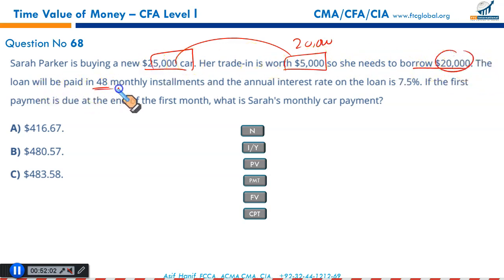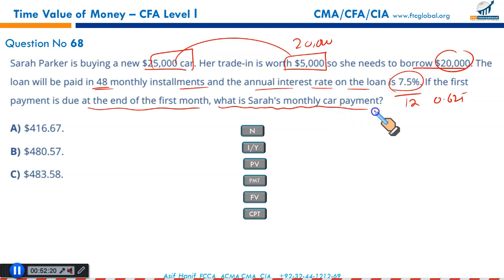The loan will be paid in 48 monthly installments, and the annual interest rate is 7.5%, which needs to be converted to a monthly basis, and 7.5 divided by 12 gives you 0.625. If the first payment is due at the end of the first month, ordinary annuity, what is Sarah's monthly car payment? We have to calculate the PMT. Now there are 48 periods. Interest rate is 0.625. The present value, the loan she's receiving, is $20,000. Simply press FV 0, press CPT and PMT, and you get your result.